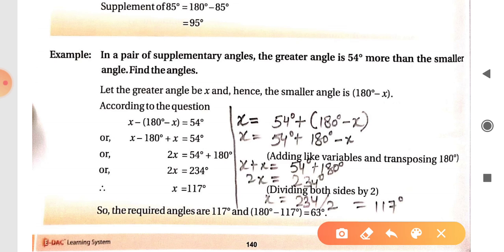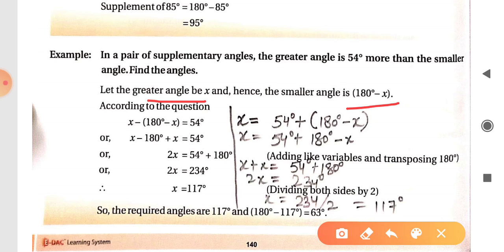The next example is: in a pair of supplementary angles, the greater angle is 54 degrees more than the smaller angle. Then find the angles. We are given a pair of supplementary angles, one greater and one smaller. First of all, assume the greater angle. Let the greater angle be x, and then the smaller angle will be 180 minus x, because these angles are supplementary angles.